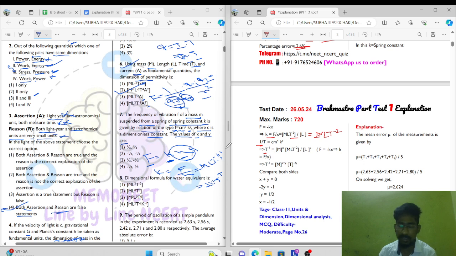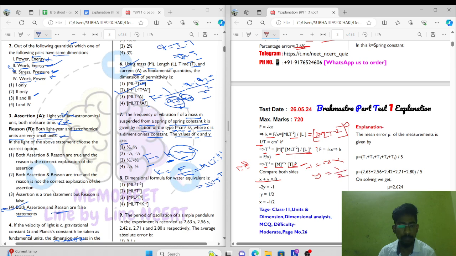The dimension of c is none, because it is a dimensionless quantity. The dimension of m is capital M to the power x. The dimension of k is M T to the power minus 2, all to the power y. So M to the power x and M to the power y become M to the power x plus y, and T to the power minus 2y is there. Now if you compare both sides, the dimension of M on the left is 0, so 0 equals x plus y. And minus 2y equals minus 1, that means y equals 1 by 2.